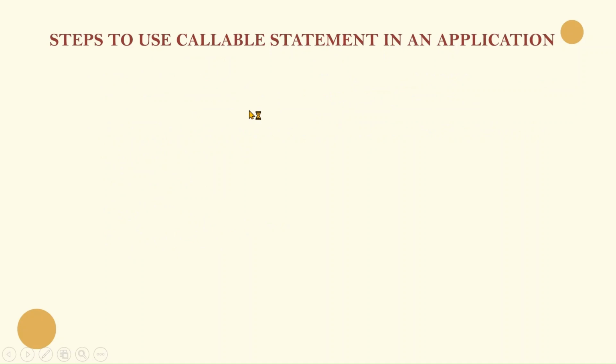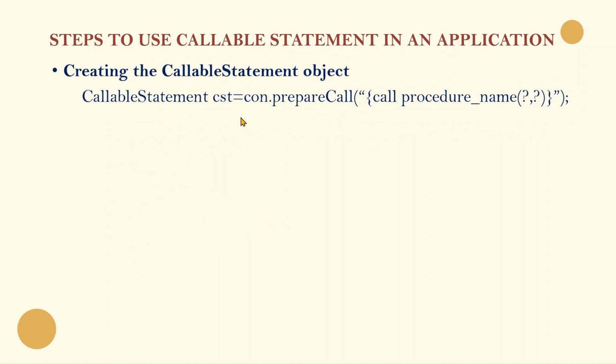Now what are the steps to use a callable statement in an application? The first step, you need to create a callable statement object, that is the reference variable. CallableStatement is a predefined interface in java.sql. CST is the reference variable for this interface, initialized with con, the connection object, dot prepareCall, which is a method. For a normal statement, we have gone with createStatement. For a prepared statement, we have gone with prepareStatement. For a callable statement, we are using the prepareCall method.